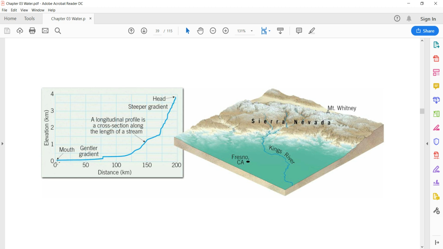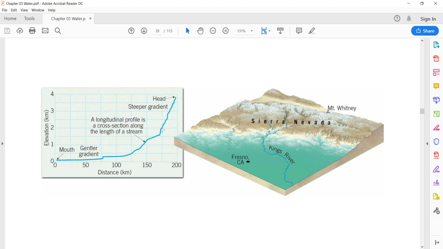Right at the ocean, the elevation is zero, because ocean is considered as a standard, as a zero elevation region, right? So this is the head where the river originates. The gradient, the slope, is very steep, but as it goes downstream, you can see from the profile the slope will become more gentle, and as it gets closer to the ocean, it starts to become almost flat.